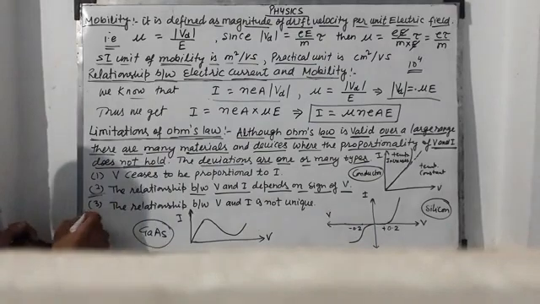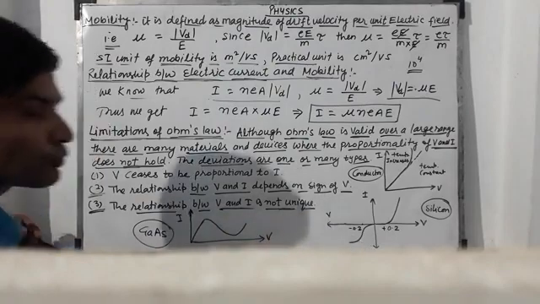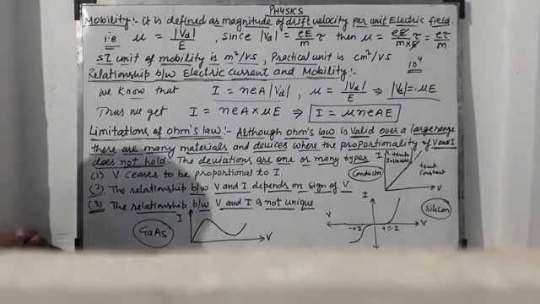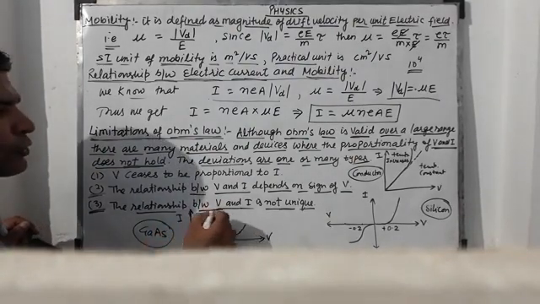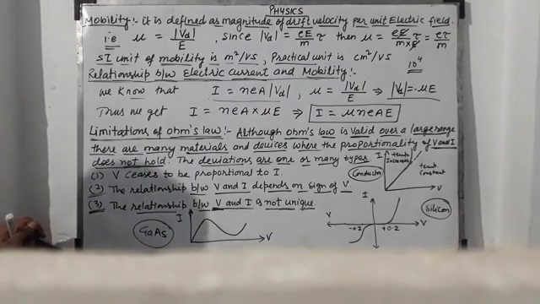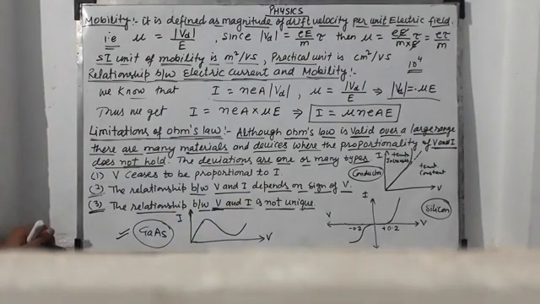Now the third one is that the relationship between V and I is not unique. We have two or more values of I for a single value of V. This is in the case of gallium arsenide. You can see from this graph. In all three graphs, V is not directly proportional to I. So Ohm's law is not valid in these cases.